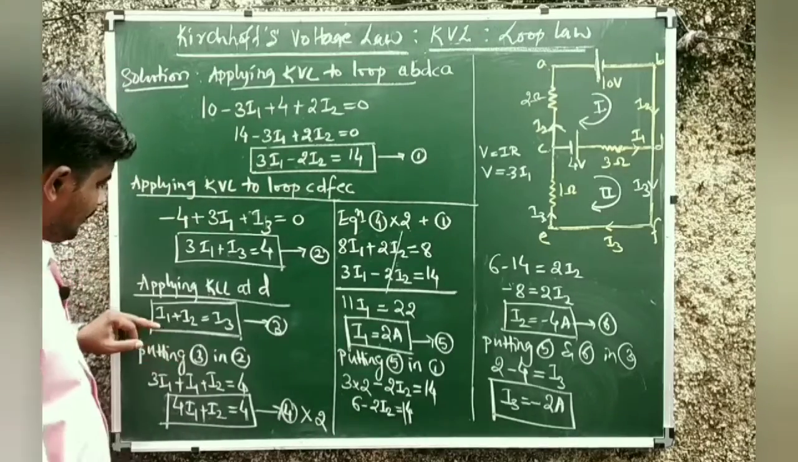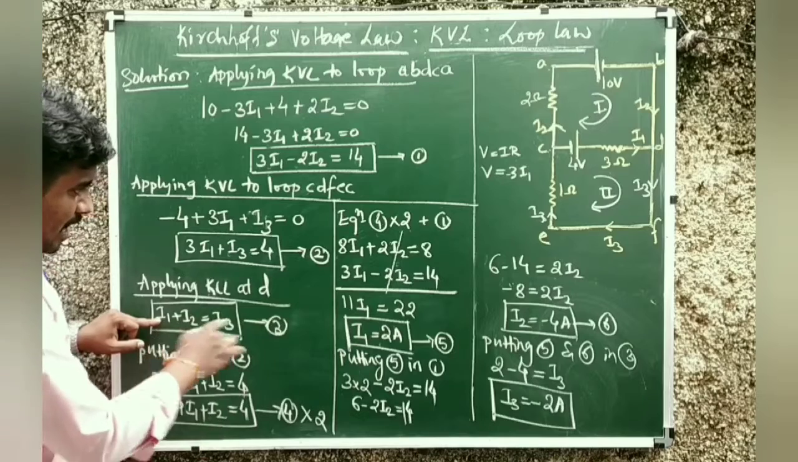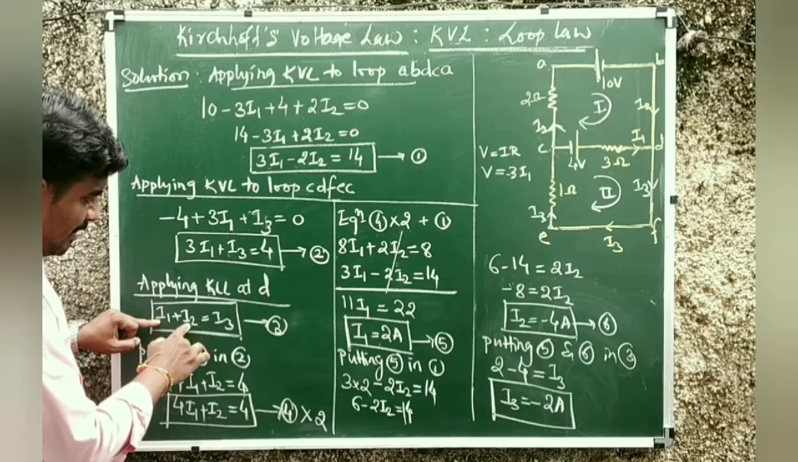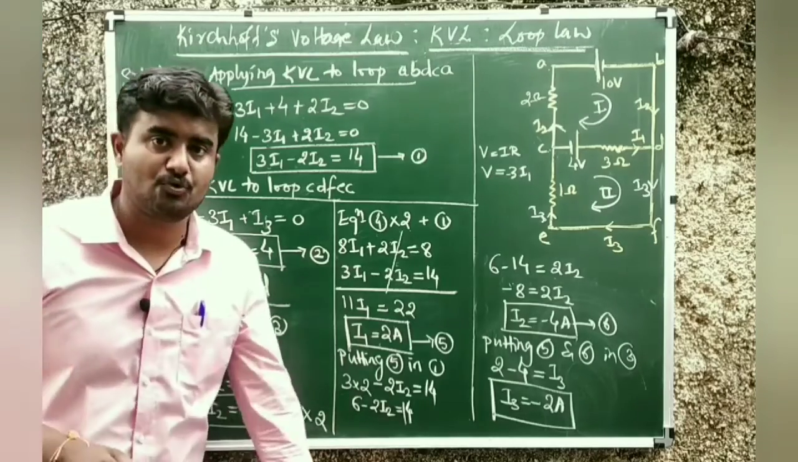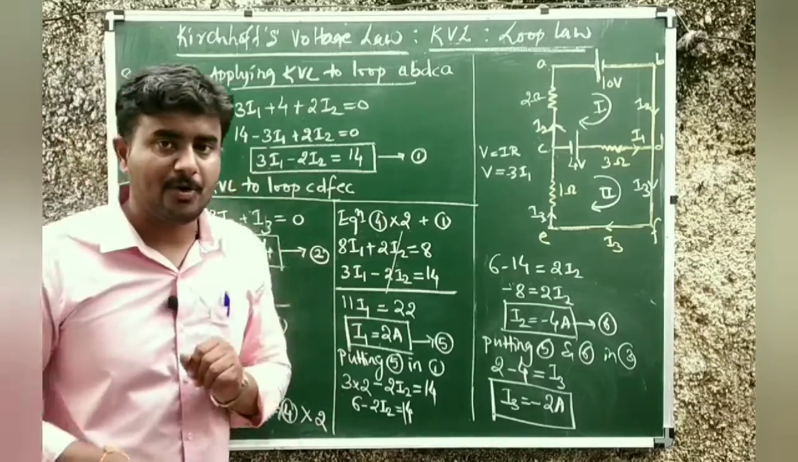See here, if I substitute I1 as 2 ampere and I2 as minus 4 ampere, 2 minus 4 is how much? It is minus 2. Minus 2 ampere is equal to minus 2 ampere. So, this is how we are supposed to calculate the currents. Now, we know I1, I2 and I3 values.